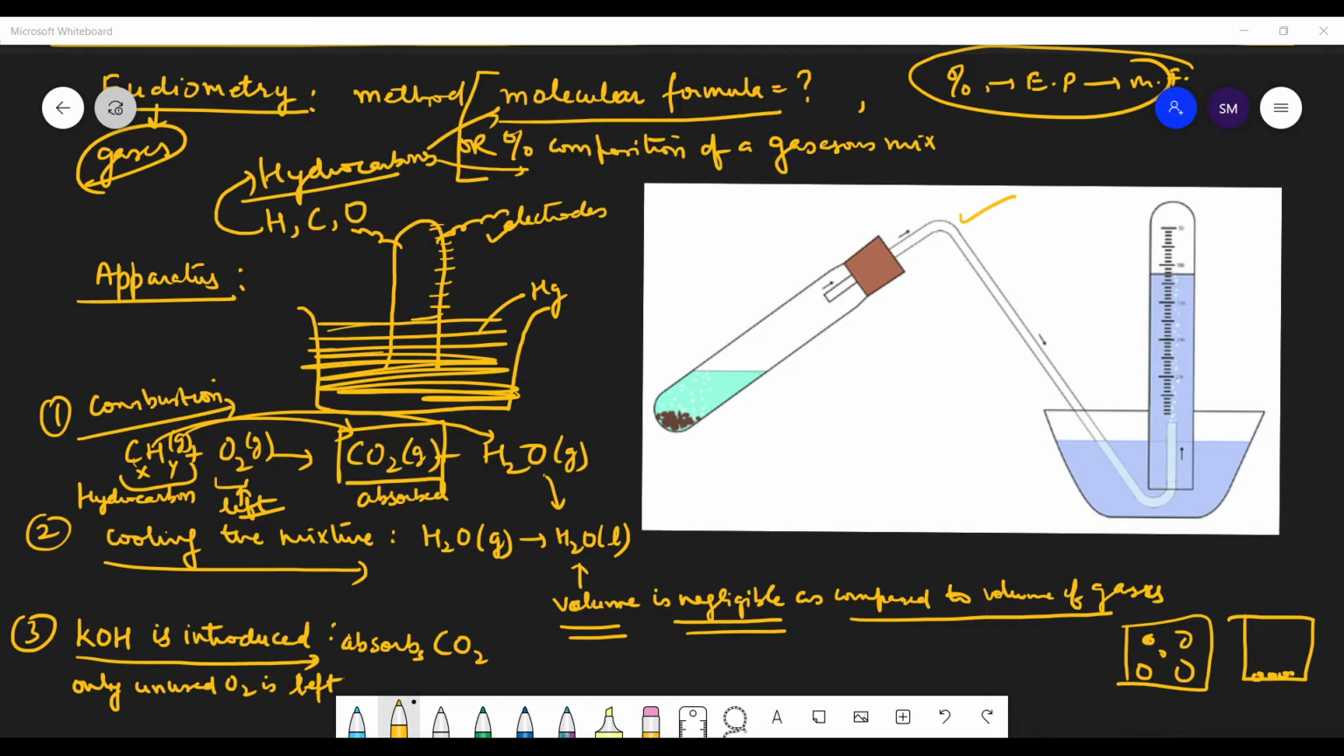So hydrocarbon, basically we have only hydrogen and carbon, students. In organic chemistry, we study the compounds which have oxygen also, but hydrocarbon means hydrogen and carbon only. Oxygen is not there in hydrocarbons. Am I right or not? Yes, sir.